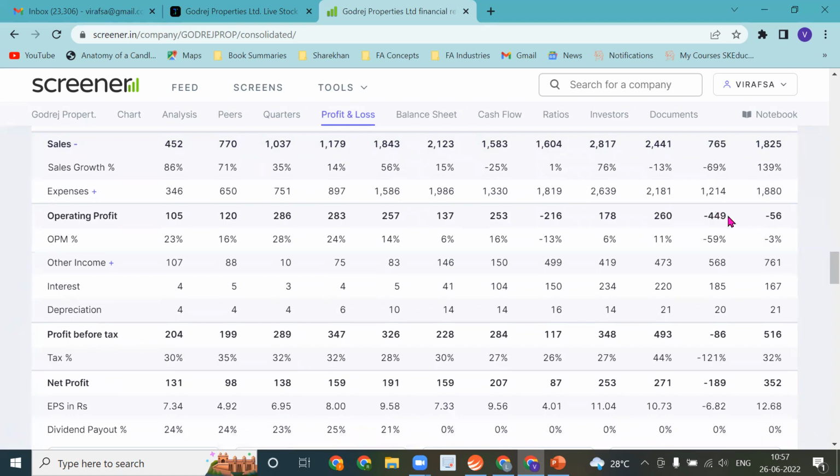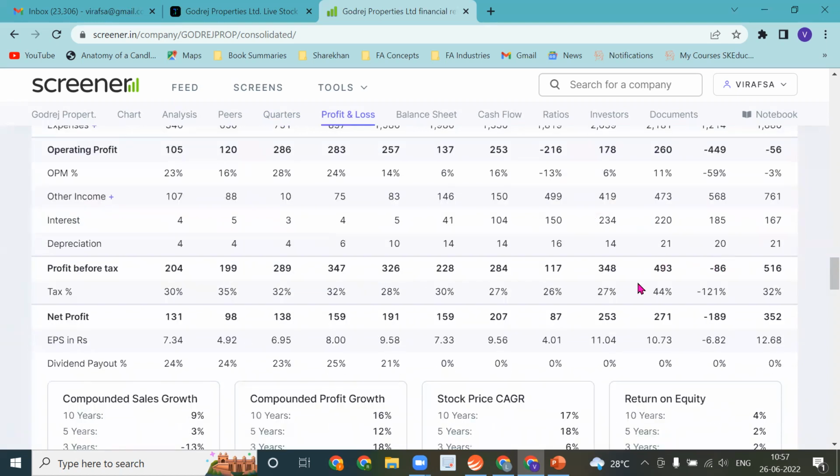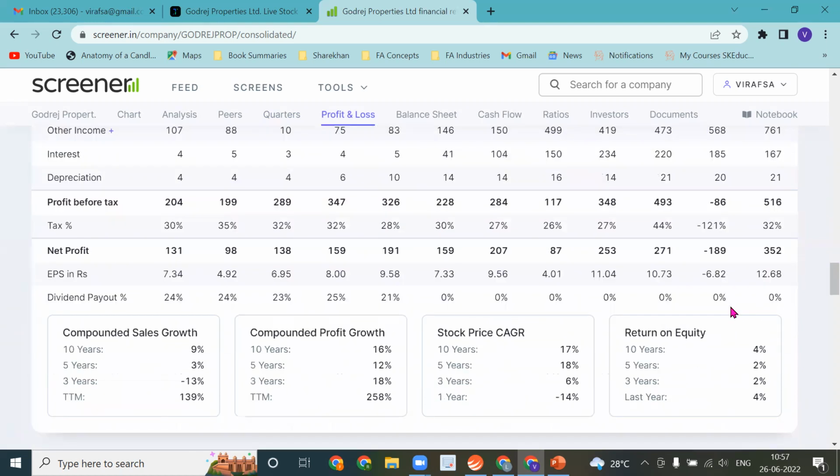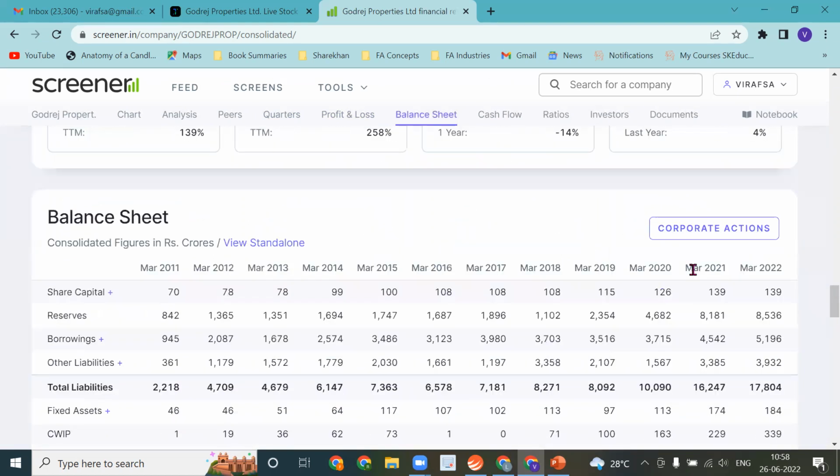Operating profit last 2 years is negative. This is March 22, this is March 21. Net profit this year is positive. See the growth, sales growth, it is increasing. 3 years it was negative. Profit growth, it is increasing. Okay. Price has gone down by 14% in last 1 year. ROE is 4%, which is bad.